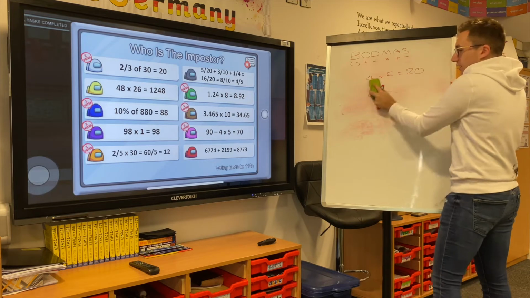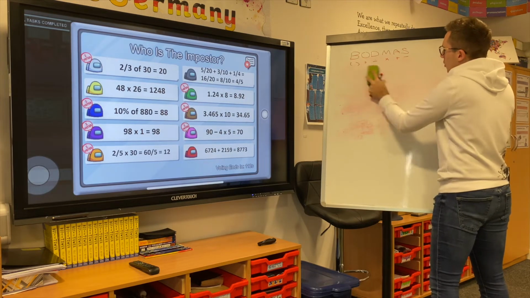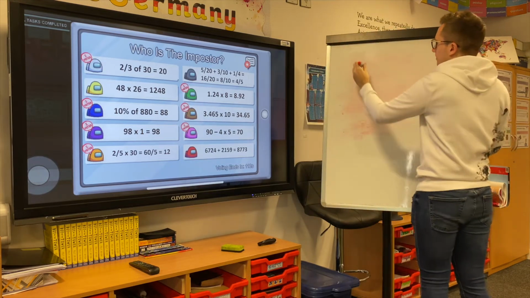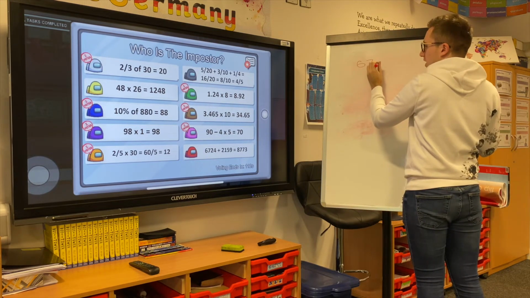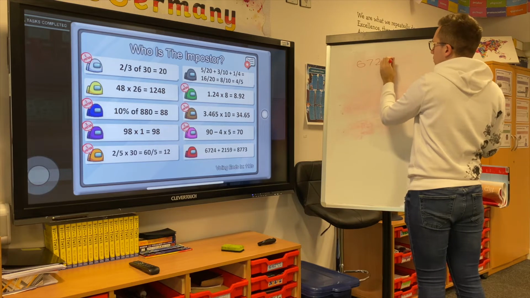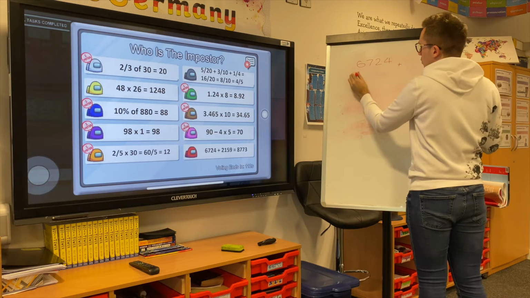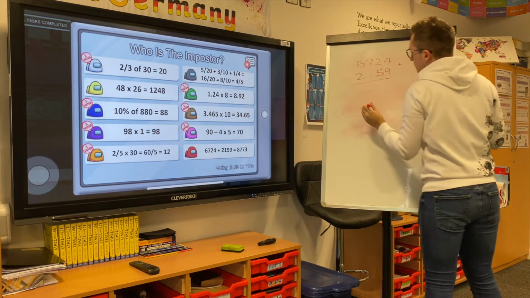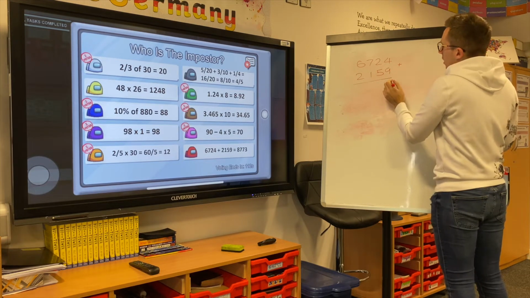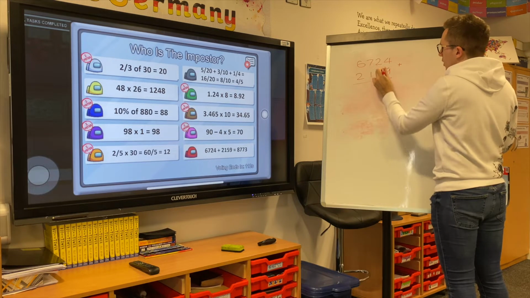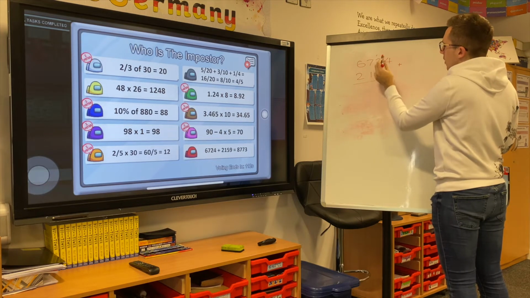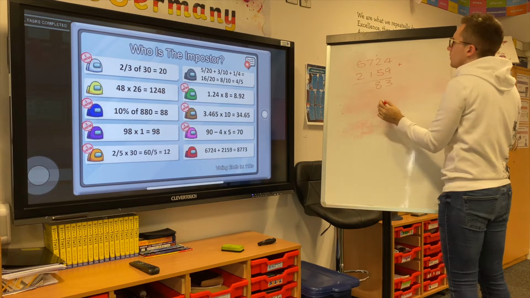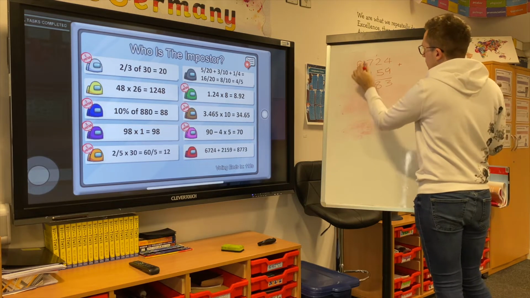Which I'm guessing means red's going to be the imposter, because there's normally 2, but we'll just double check. 6,724 add 2,159. Okay, start over here. 9 add 4 is 13, carry the 1. 5 add 2 is 7, add the 1 is 8. 7 add 1 is 8. 6 add 2 is 8.